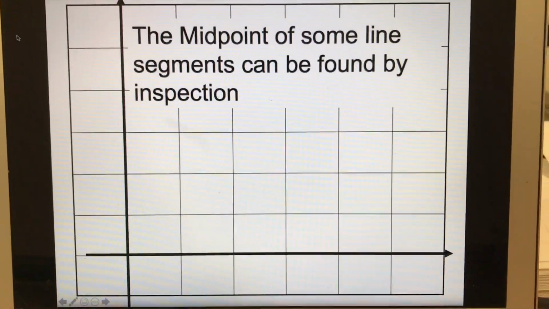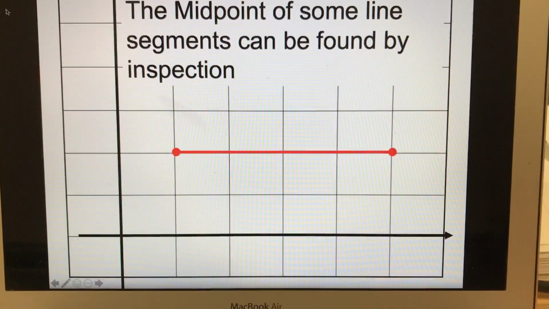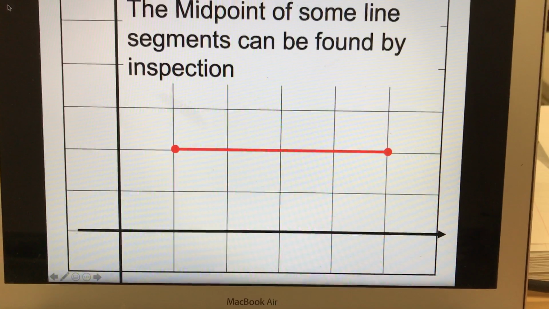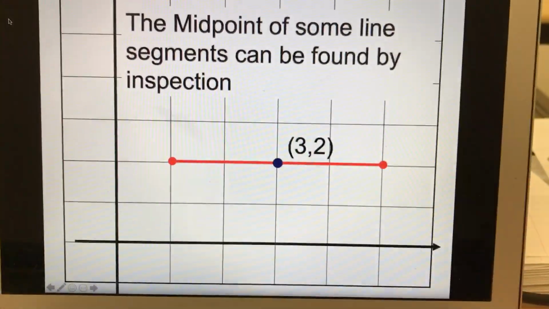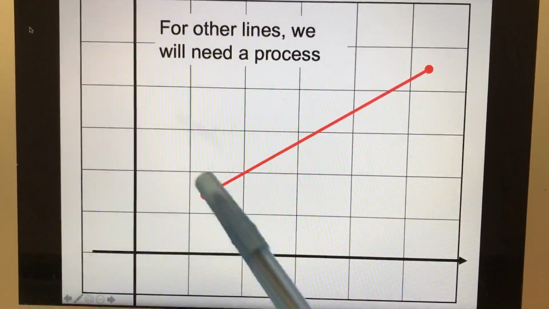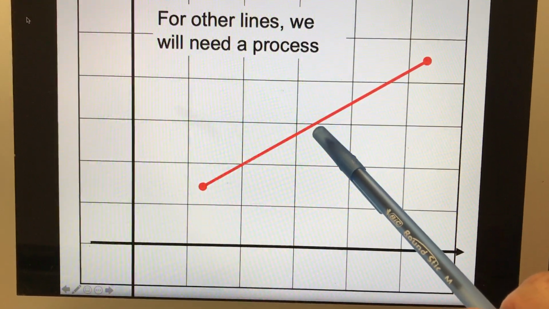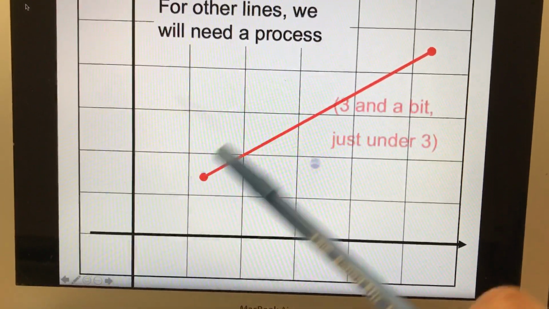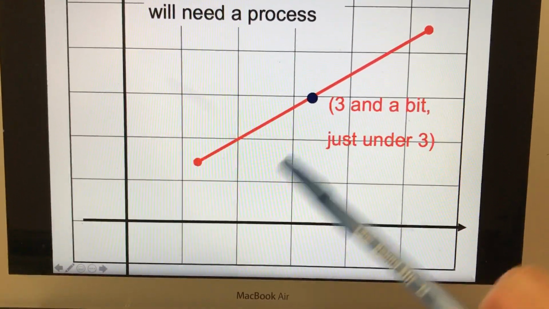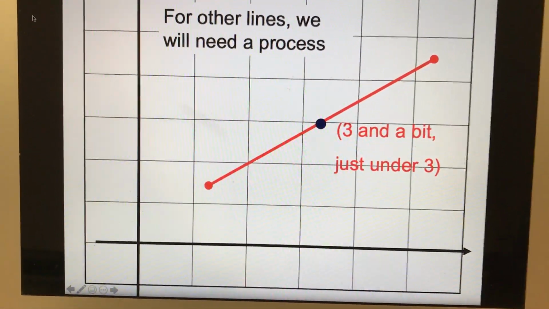Now, the midpoint of some line segments can be found just by looking at it, just by inspection. If I look at this line segment, I know, well, here's one side, here's the other. The middle has to be right there, which is pretty easy. However, for other lines, it's not going to be that easy. If there's a line on a diagonal, we can kind of eyeball the midpoint, but we're not quite sure what the coordinates would be. It looks like it's 3 and a bit, and maybe just under 3 in terms of the coordinates. So we can't just eyeball it.